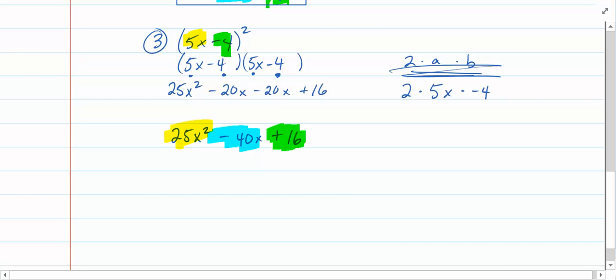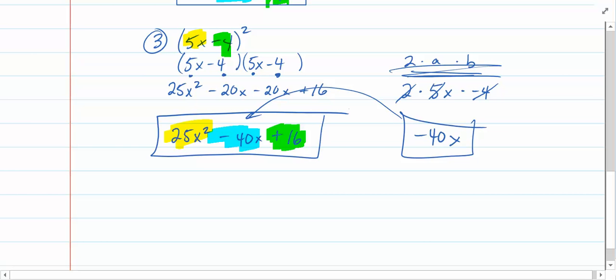2 times 5 is 10. 10 times negative 4 is negative 40. That takes care of my coefficients. X is the only piece that's left and has nothing to combine with, so we recognize that that center term should have been negative 40x. That's exactly what we have here. So our solution here in this box does represent the product or the square of a binomial.